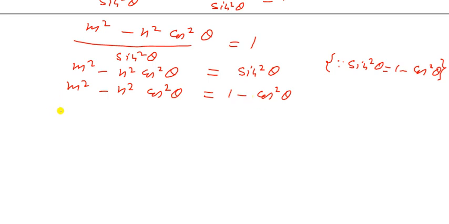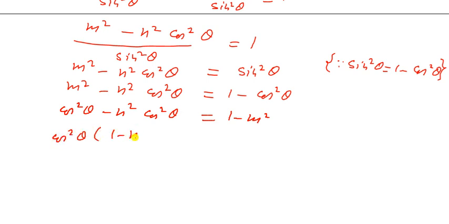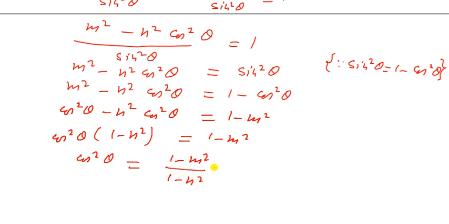Now transfer cos square theta to one side. This cos square theta transfers to the left hand side, so it becomes cos square theta minus n square cos square theta is equal to 1 minus m square. Now cos square theta is common, so (1 minus n square) cos square theta is equal to 1 minus m square. So cos square theta is equal to 1 minus m square upon 1 minus n square.